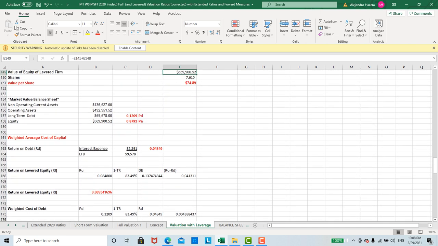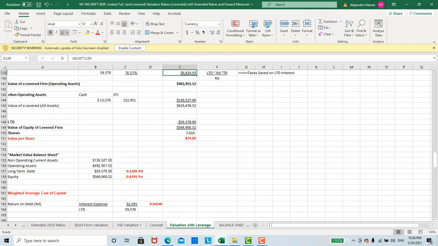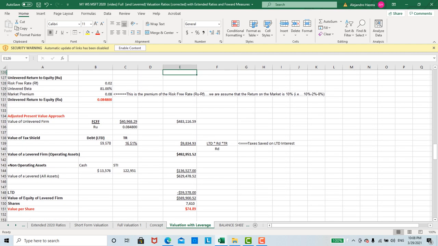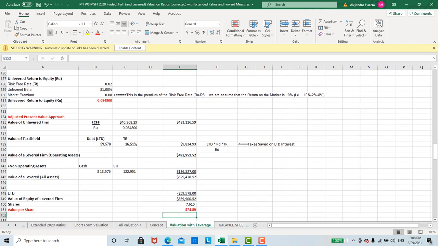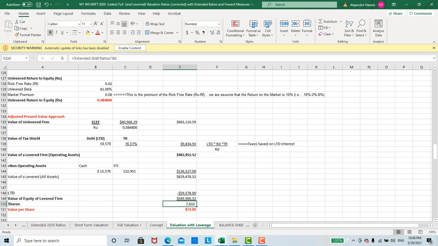The major difference is in the concept. In the adjusted present value concept, we take the value of an unlevered firm, add the value of the tax shield, then we get $492 in operating assets. Then we add non-operating assets, take out the debt. You get theoretically the value of equity of a levered firm.